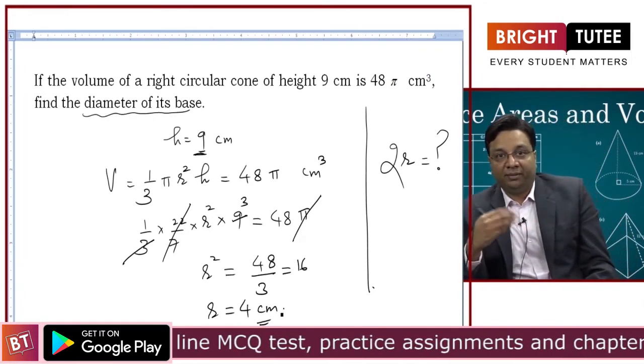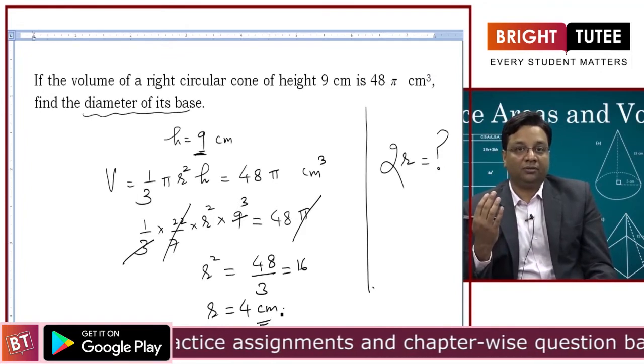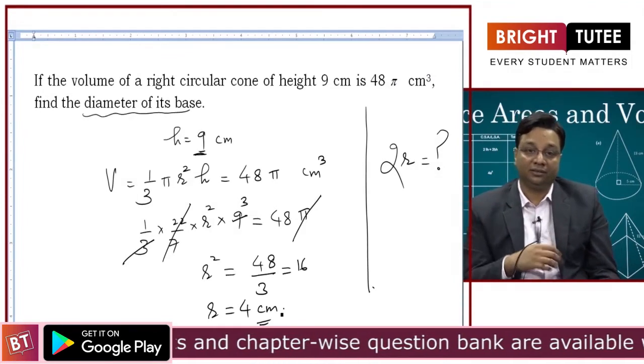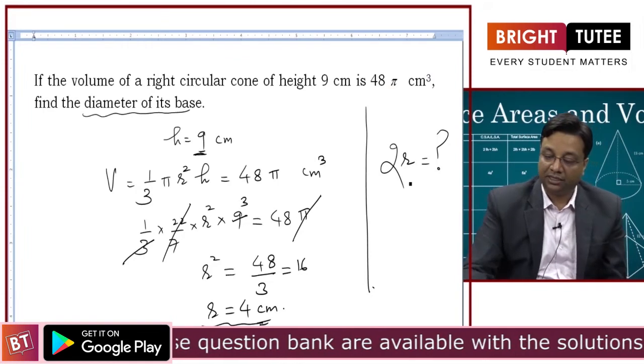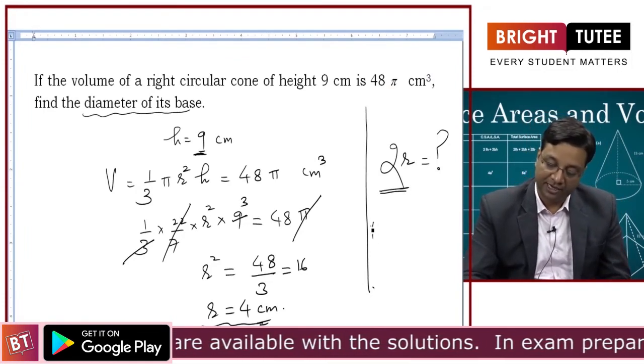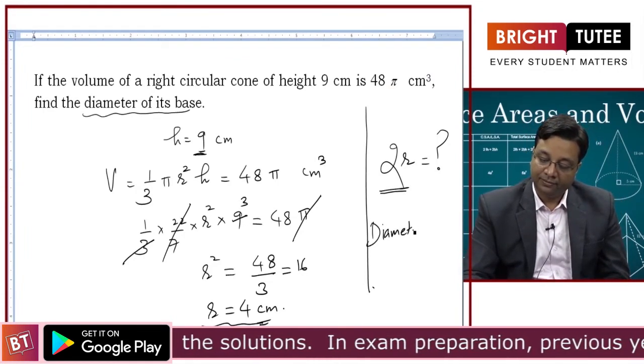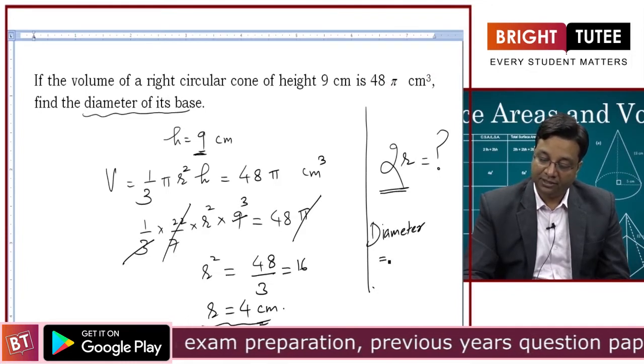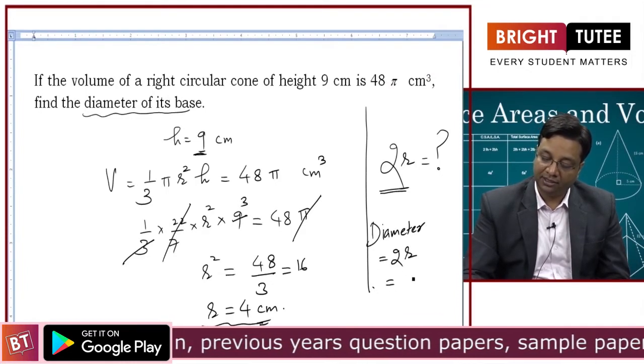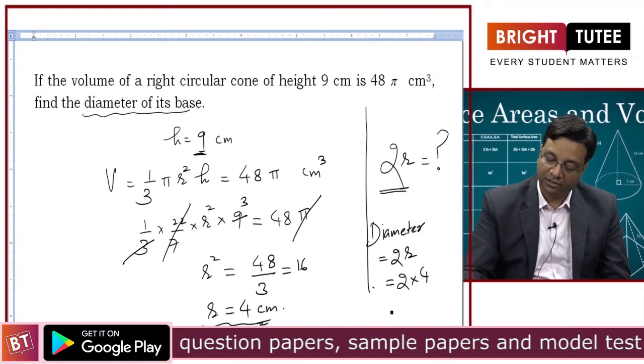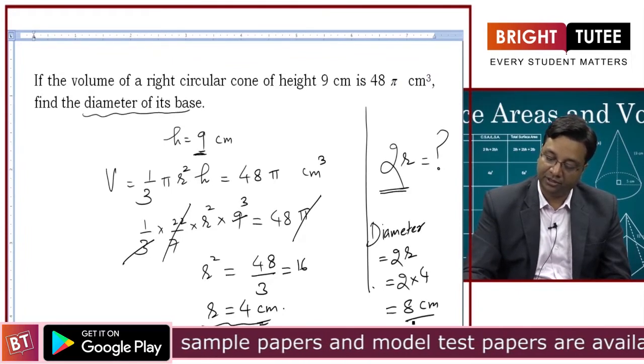So, you might be tempted to move on to next question now, but this is still not the final answer because the answer we are looking for is 2r, that is diameter. So, diameter of the base is equal to twice of radius is equal to 2 into 4, that is 8 centimeter. So, this is your answer.